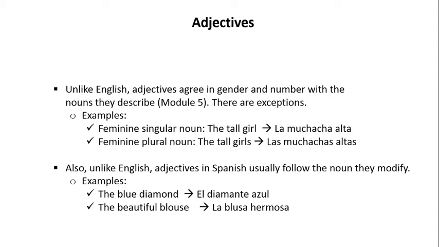Now, also unlike English, adjectives in Spanish usually follow the noun they modify. Some examples are the blue diamond, el diamante azul. Another example is the beautiful blouse, la blusa hermosa. So the adjectives are azul and hermosa, and they follow the noun that they modified.